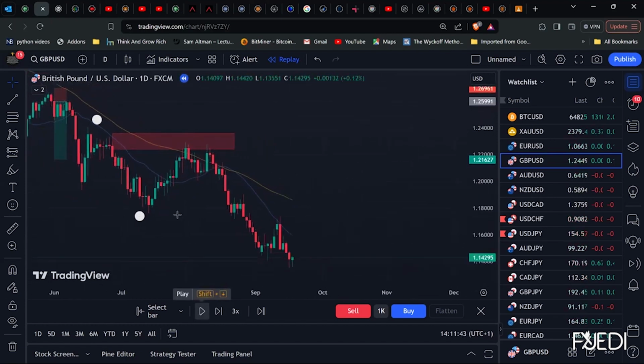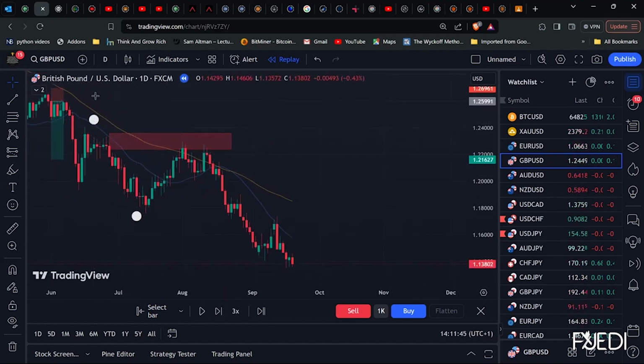Okay, so again, you can see at this point it's now repetitive. We're doing the same thing over and over again, right? Now, I'm applying this on the daily time frame. You can apply this to any single time frame.